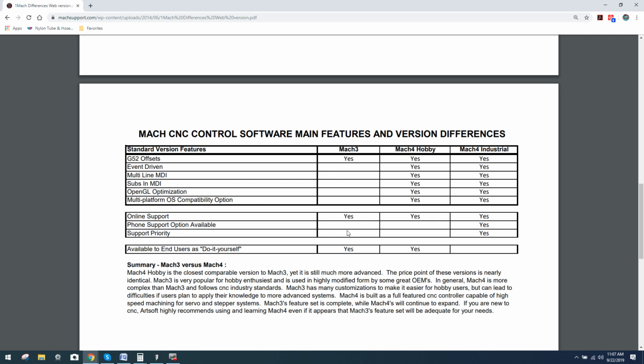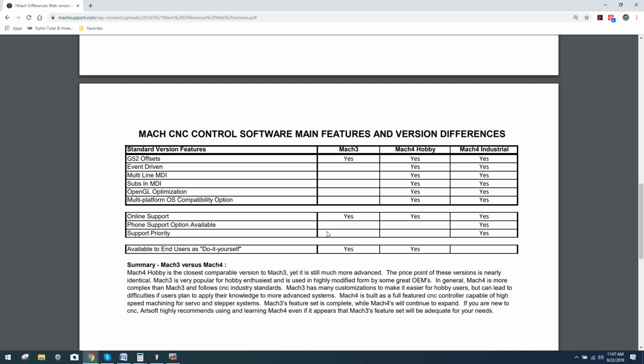Once again, Mach3 would take the cake. I mean, it's been around the longest, so support is very easy. And then they give you a breakdown summary here of what they're telling you. And, of course, this is a little biased because they want you guys to have the latest version of the software. So just keep that in mind.